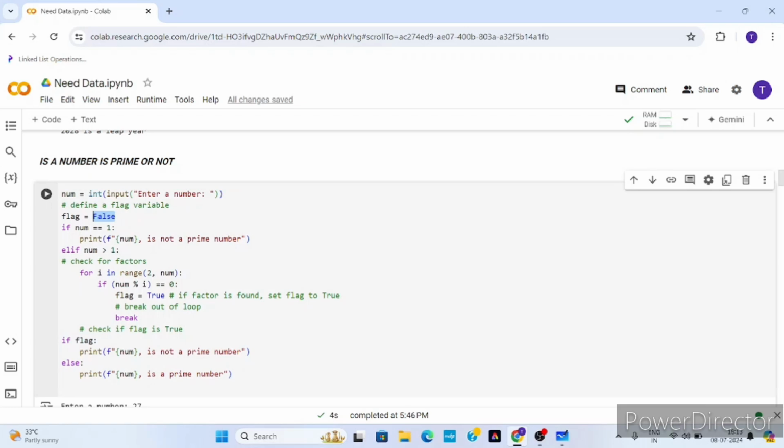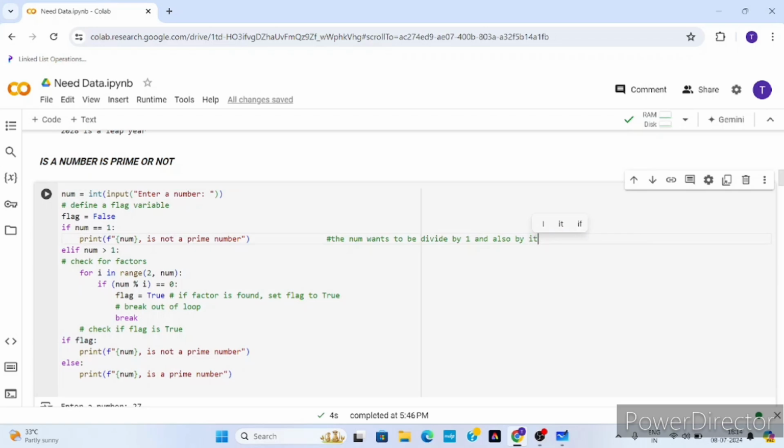First, you want to know the condition. What is a prime number? The prime number condition is that the number must be divisible by 1 and also by itself, right?